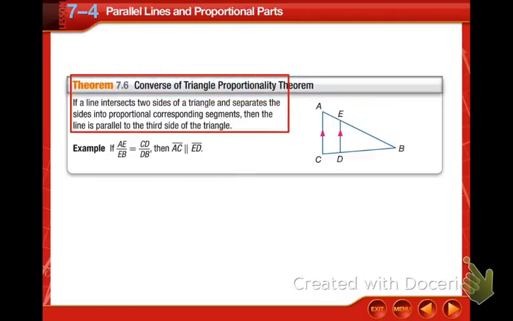The next theorem basically just takes our previous theorem and flips it backwards. So now we don't know that the lines are parallel, but we do know that the sides are proportional, which tells us that then we can say that the lines are parallel. So if a line intersects two sides of a triangle and separates the sides into proportional corresponding segments, then the line is parallel to the third side of the triangle.